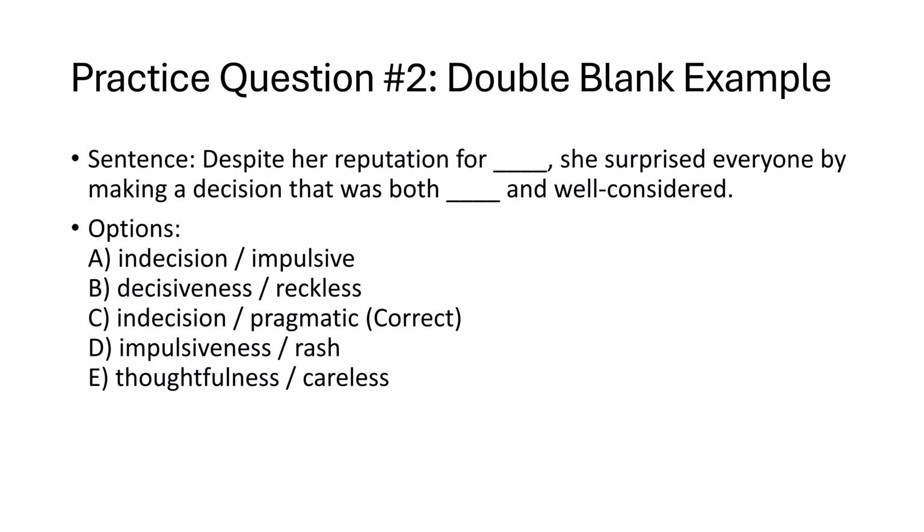The word despite signals a contrast between her reputation and her decision. Predict indecisive for the first blank and something positive like practical for the second. Eliminate pairs that don't match the logic or tone. The correct answer is indecision, pragmatic. She was known for indecision but acted pragmatically. Here, indecision, pragmatic are the correct answers.